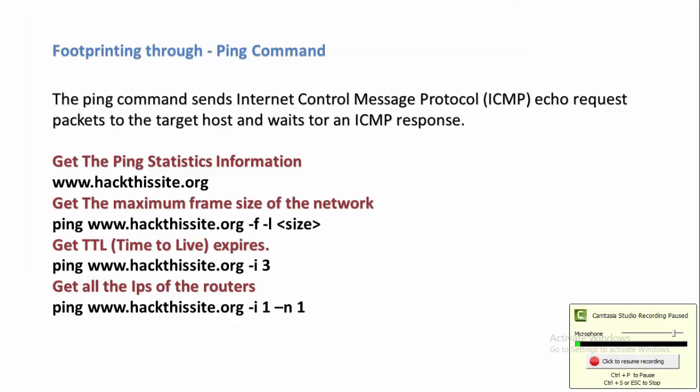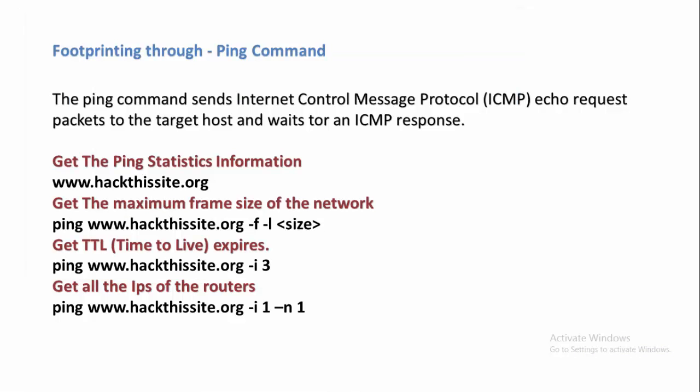You can also check the time to live, and you can also get the IPs of the routers by using these commands. You can use -i and 3 as a parameter to check the time to live, the TTL of the network. And if you want to get all the IPs of the routers which are in between your machine and that server, you can use this parameter -i and 1.